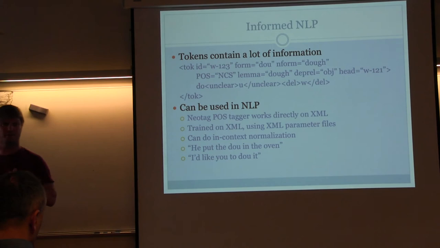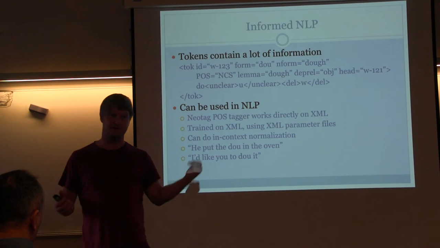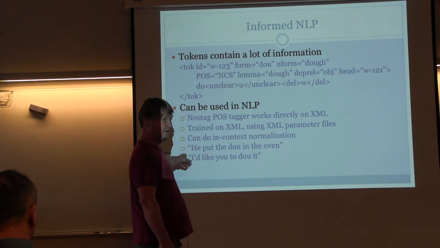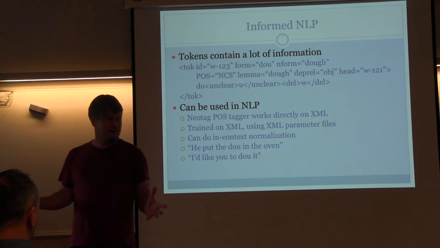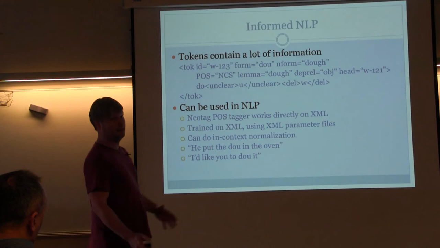Which normally you couldn't do. If you first do the normalization, you have to first decide. If you first do part of speech tagging, you have to first assume which of those it is already. But if you actually do it during the part of speech tagging, which you can do because all that information is together, you can actually use the context to use statistics to figure out which of those two normalizations would be the correct one. And you can do that for all sorts of other things as well. The more information you have together, the more you can exploit to improve your part of speech tagging, your dependency relations, your whatever.